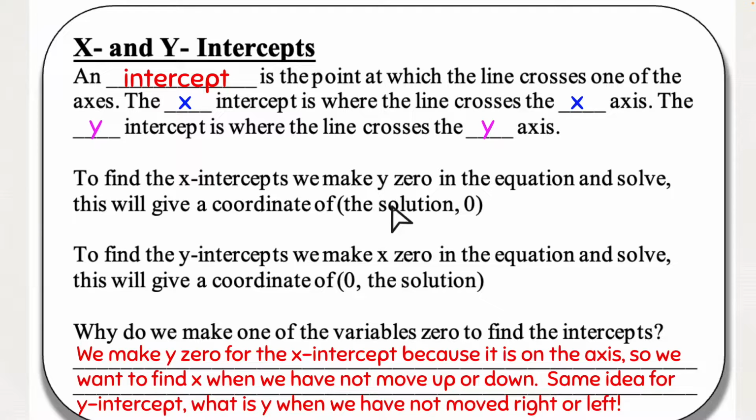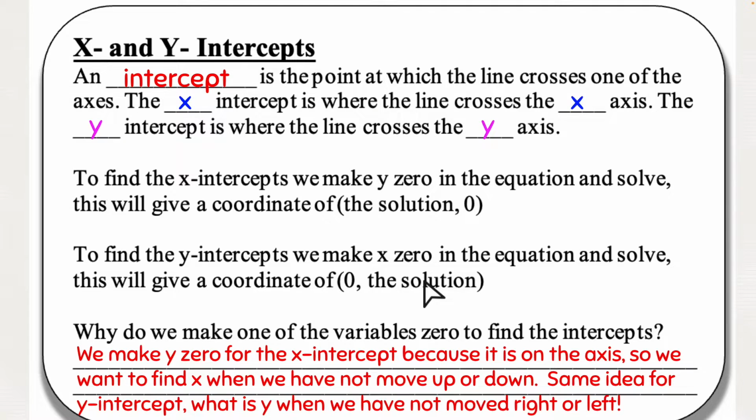Same idea with the y-intercept. What is y when we have not moved right or left? So I put 0 in for x, so I don't move right or left. I'm on the axis. All I'm going to do is move straight up or straight down. So that's why we make one of them 0, and then we solve.